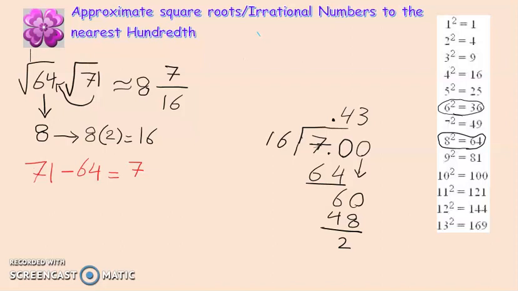As a result, root 71 is approximately 8 point what? 0.43. So therefore you can conclude that root 71 is approximately 8.43.